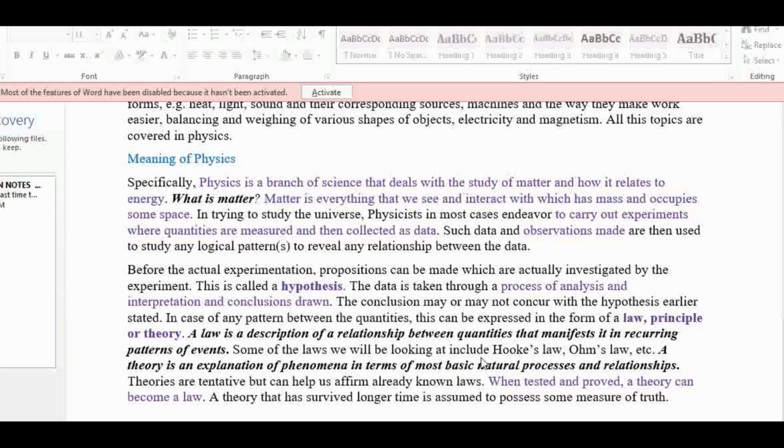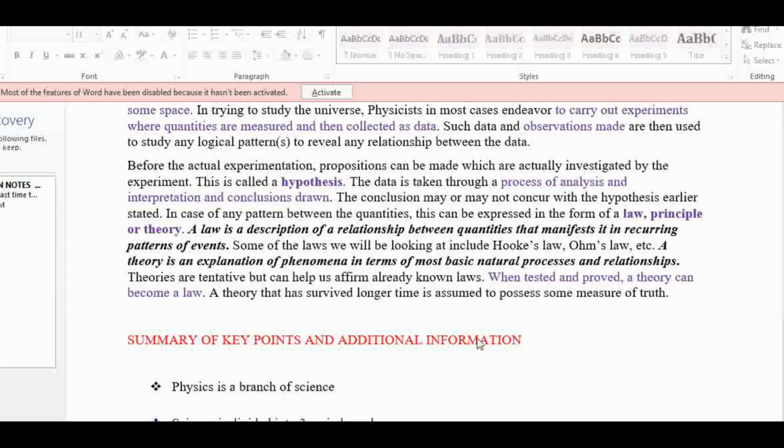Most of the theoretical framework are normally mentioned in the syllabus that we will be going through. So theories can be tentative but can also help us to affirm already known laws. And when tested and proved, a theory can therefore become a law. So a theory has survived a longer time and is assumed to possess some measure of truth.